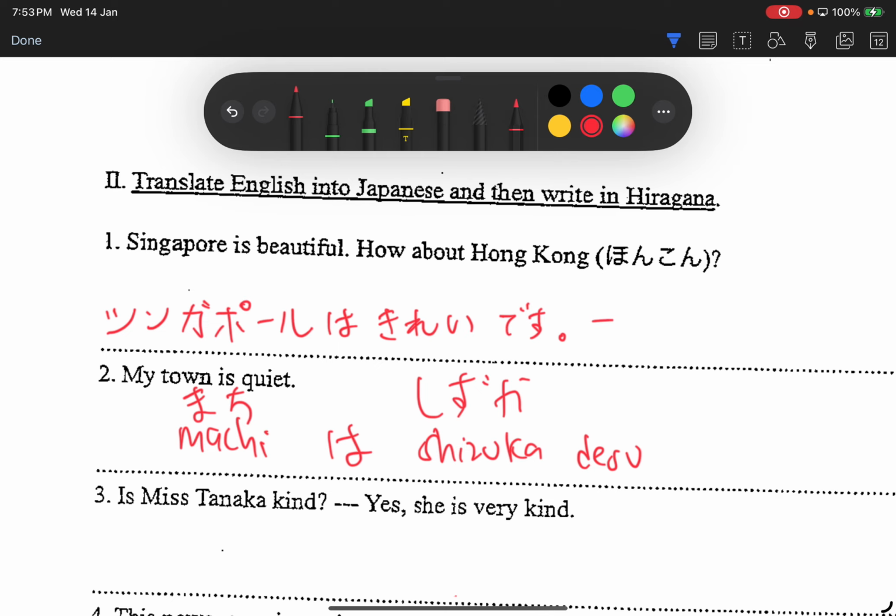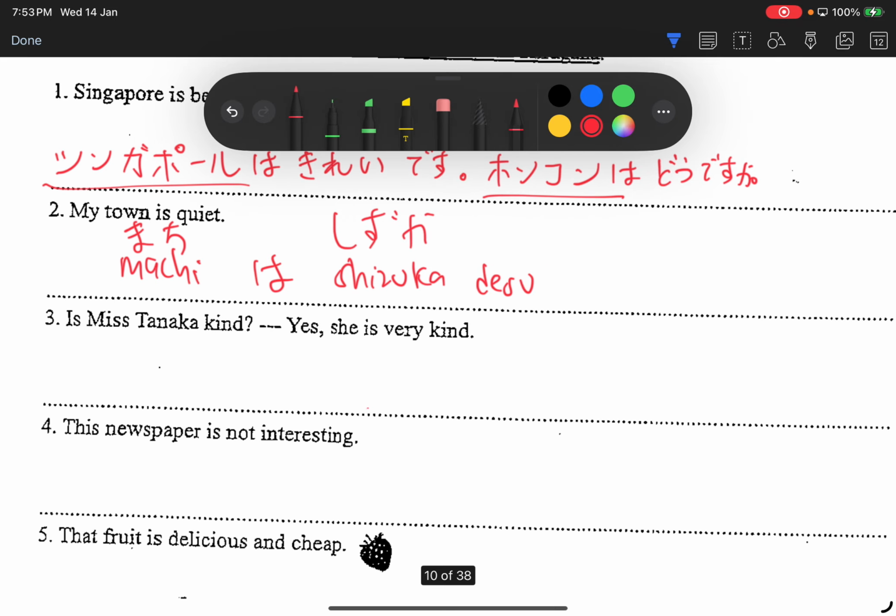Okay, so Hong Kong. Wow, suddenly I forgot to write KO. What is KO in katakana? Ko, yes, Hong Kong wa do desu ka. Right? So the country's name is supposed to be written in katakana. Okay, number 3. I will not write anymore.